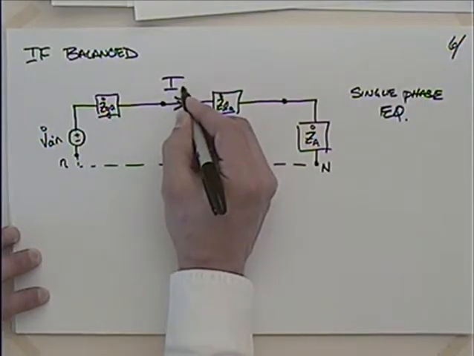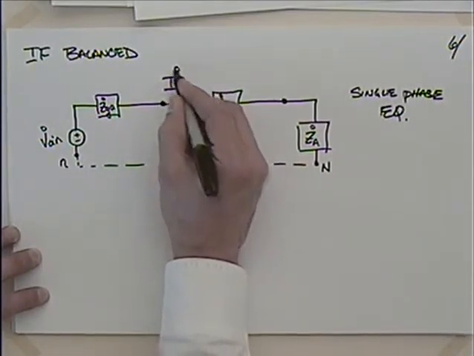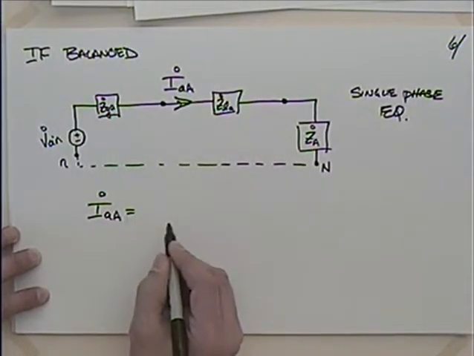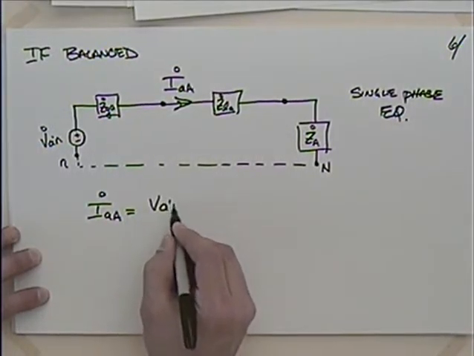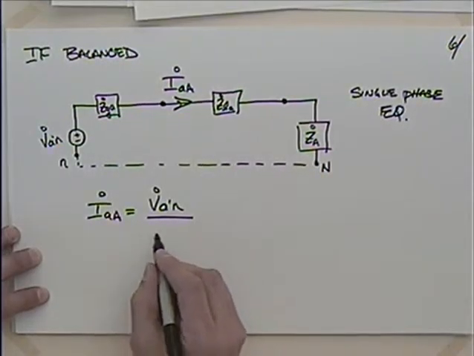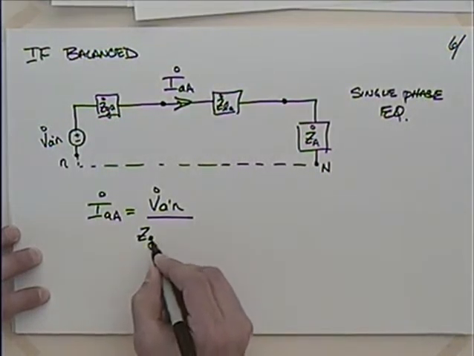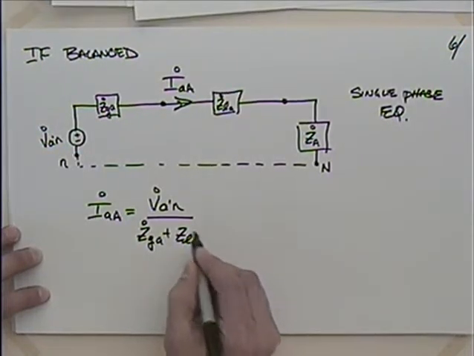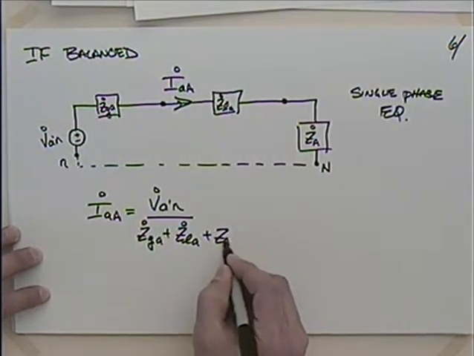If I talk about this as little a big A, that current I_aA is going to be equal to what? Voltage A'N divided by Z sub G for A plus Z sub L for A plus Z sub A, right?